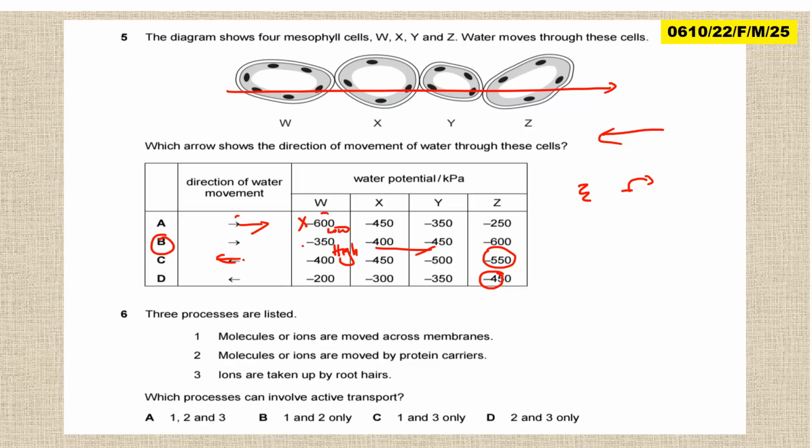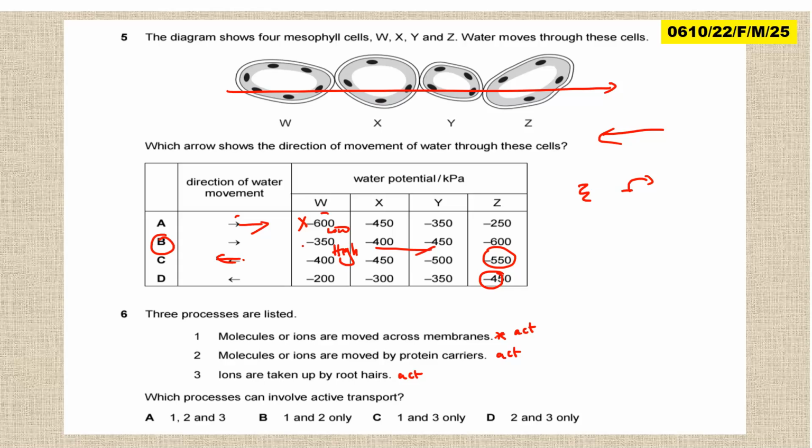And I guess you've gotten sense out of what I've explained. 3 processes are listed. 1, molecules or ions are moved across the membrane. So when you say molecules or ions, it is active transport. Molecules or ions moved by protein carrier, that is active transport. Ions are taken up by the root hair cell, that is still active transport. So which processes can involve active transport? So molecules or ions are moved by the protein carrier.